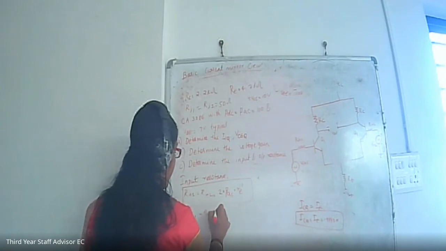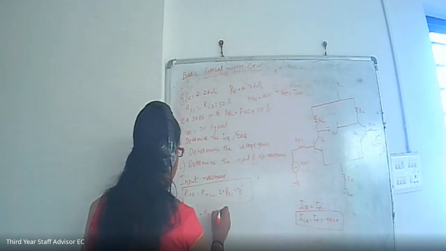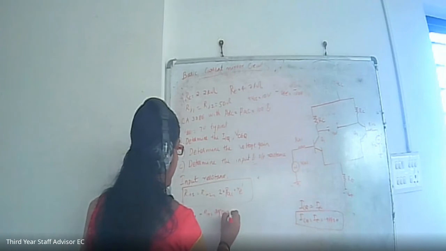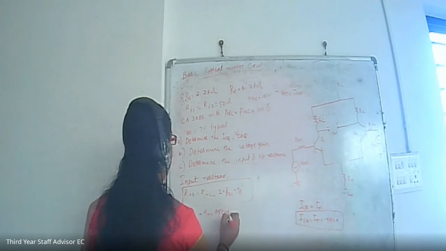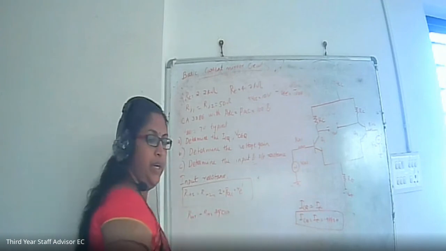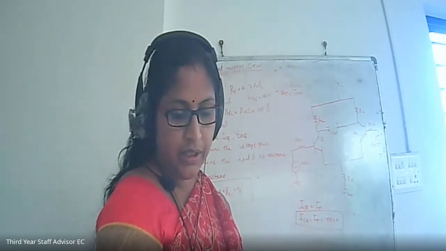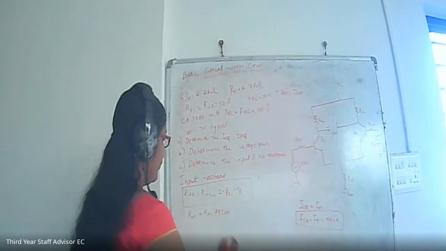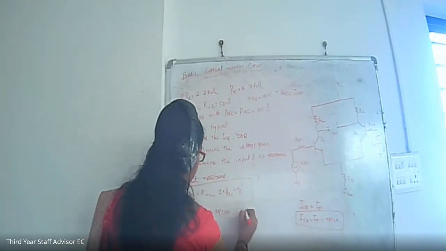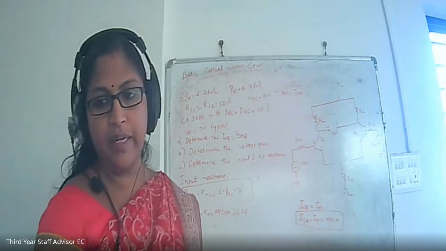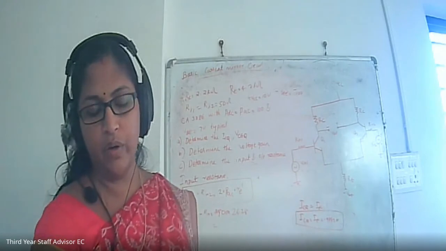So you can substitute input resistance Rin1 equal to Rin2 equal to 2 into beta. What is the value of beta? Beta equal to 100. Okay, 100 into Re dash. Re dash we obtained previously. What is Re dash? Re dash equal to 26.28. So you will get Rin1 equal to Rin2 equal to, find the value.